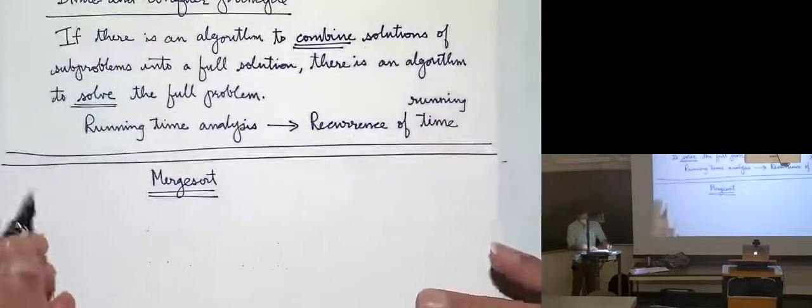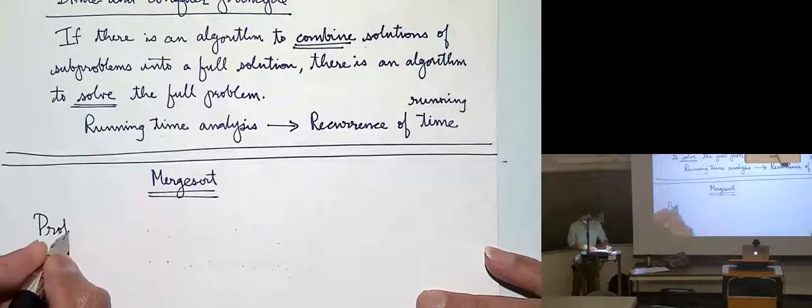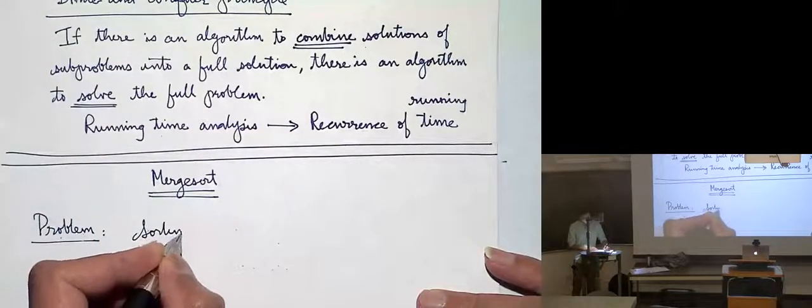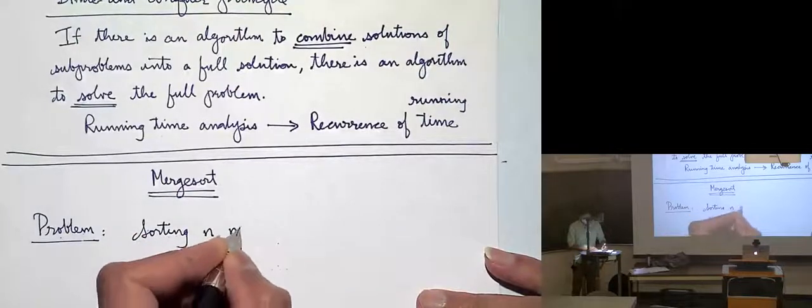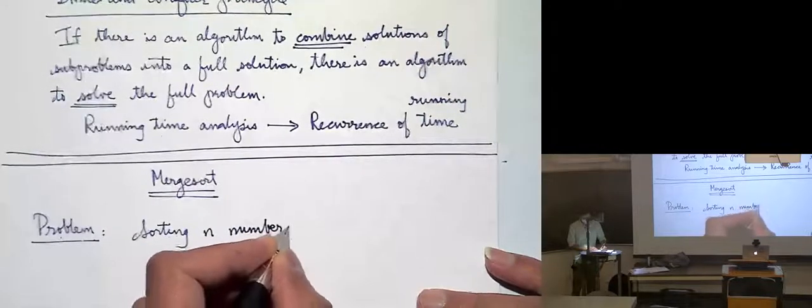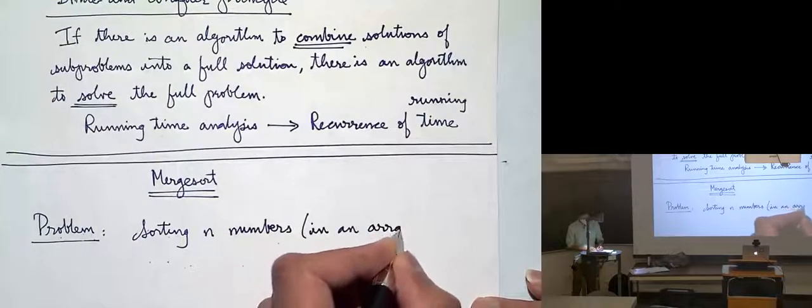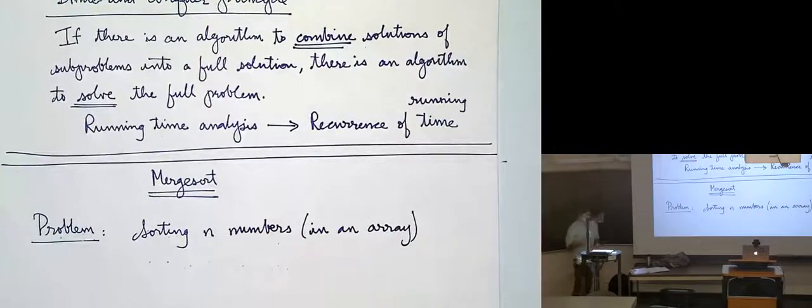Okay, so what is our problem? The most classic of CS problems, sorting n numbers that are in an array. And you want to sort n numbers. So what is the merge sort idea? It says let's do divide and conquer.